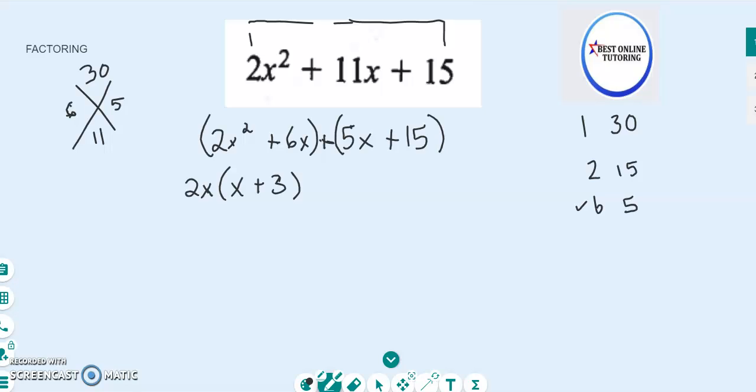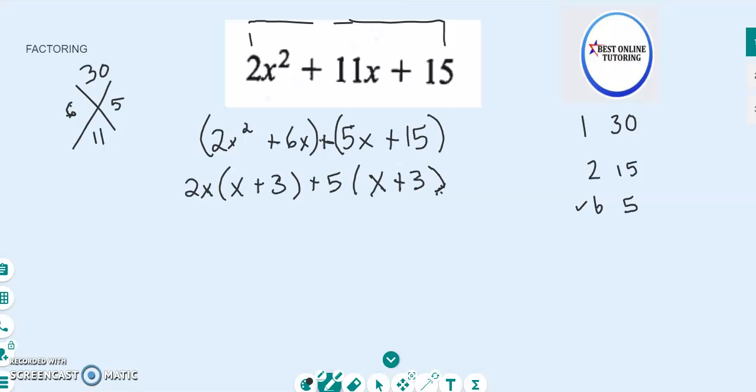We do the same thing in the second grouping with 5x plus 15. Common factor would be 5, so we're going to factor out the 5. And inside, we're going to be left with 5x divided by 5 is x, and 15 divided by 5 is 3. And you know that you got the right answer when you have the same binomial, the same thing inside the parentheses. That's a check that you did it correctly.